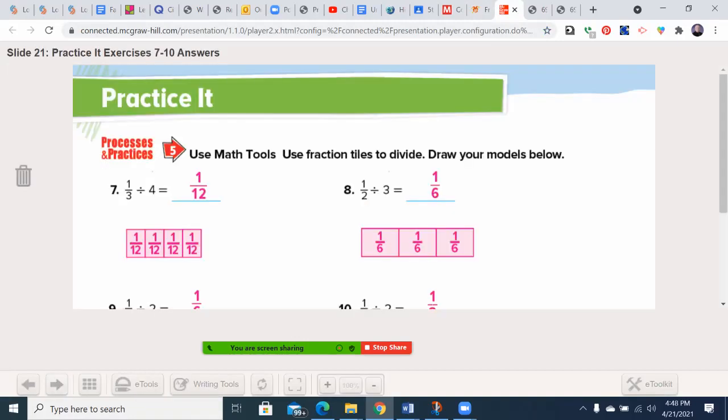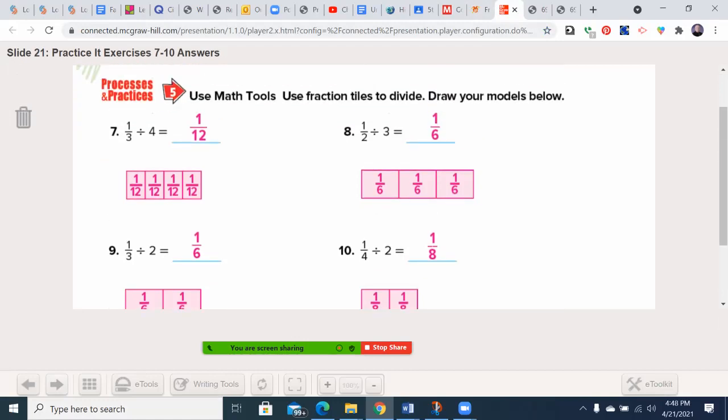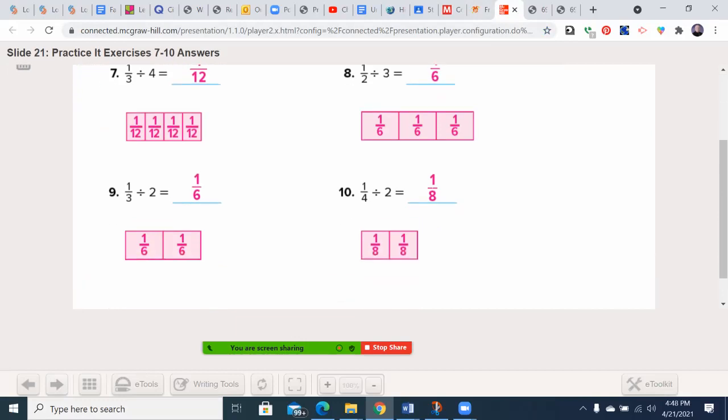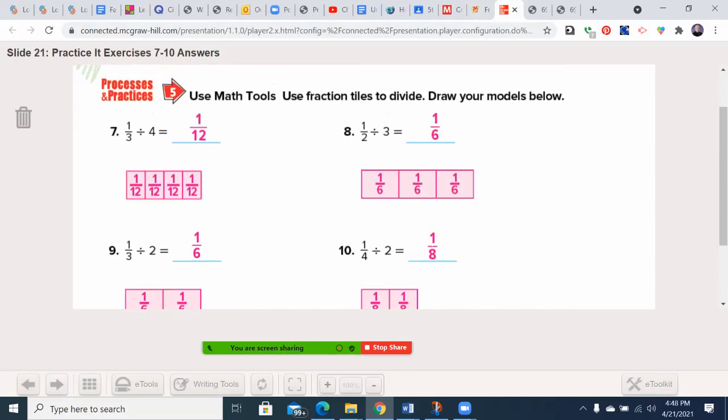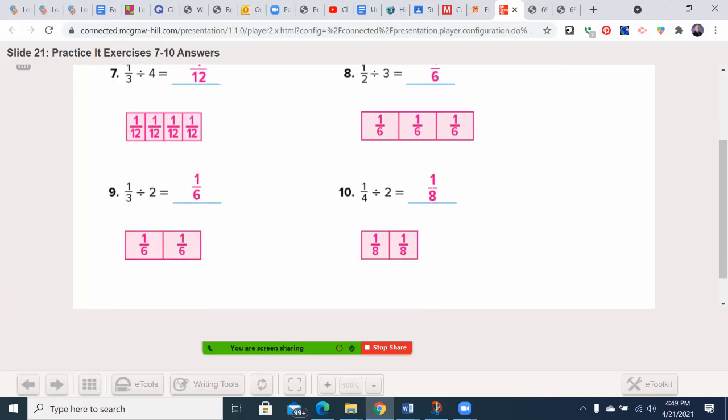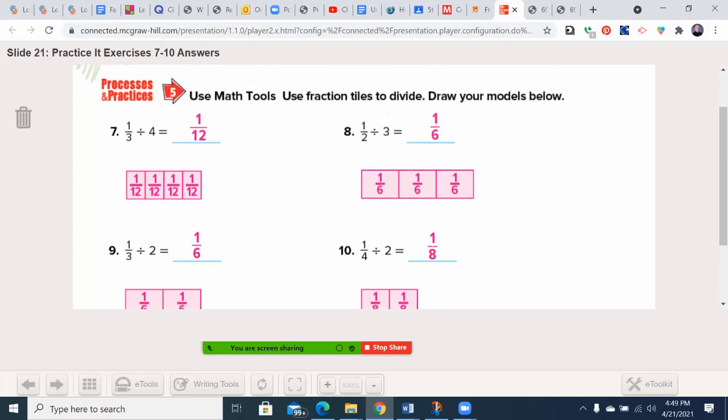Welcome back. Let's see how you did. So we had 1/12 because 4 of them equal a third. 1/6, 1/6, and 1/8. Notice our quotient is smaller than our dividend in every case. And notice my cheat kind of works: 3 times 2, 4 times 3, 2 times 3, 2 times 4. It won't automatically work if I'm dividing by a fraction, but when dividing by a whole number, that will give you a trick here, a place to start.